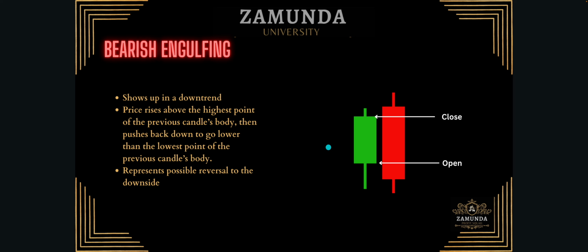A bearish engulfing pattern is formed of two candlesticks. The first candle is a shorter green body that is completely engulfed by a larger red candle right after. This pattern shows up in an uptrend. Price rises above the highest point of the previous candle's body, then pushes down to go lower than the lowest point of the previous candle's body. It represents a possible reversal to the downside.